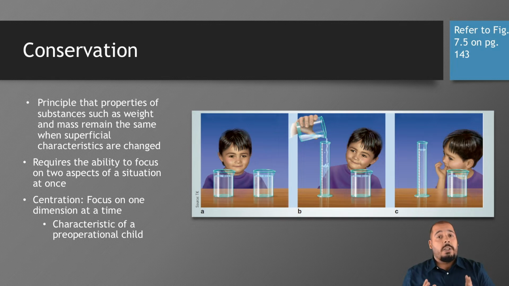They also experience irreversibility. They don't understand that if you were to pour the water from the graduated cylinder back into the beaker, it will be the same. Here's a clip of my nephew experiencing centration a few years ago when he was in the pre-operational stage of cognitive development. You may recognize it as I've shown it in class before.